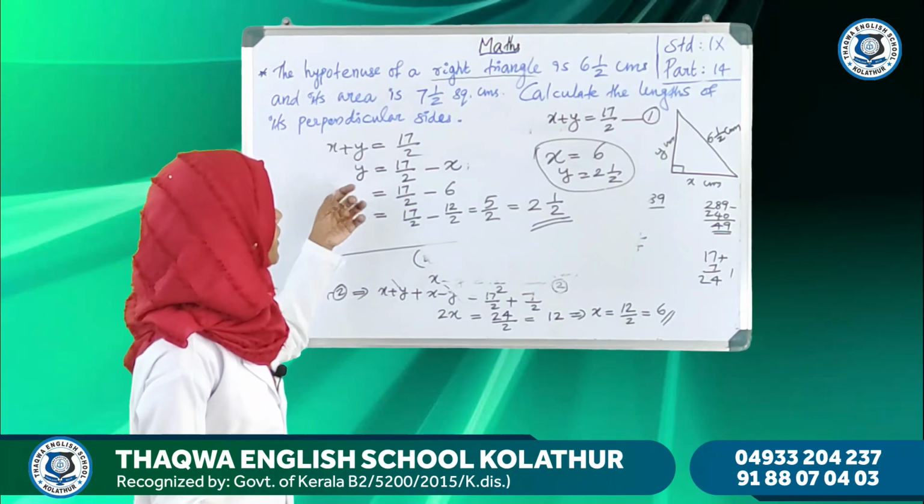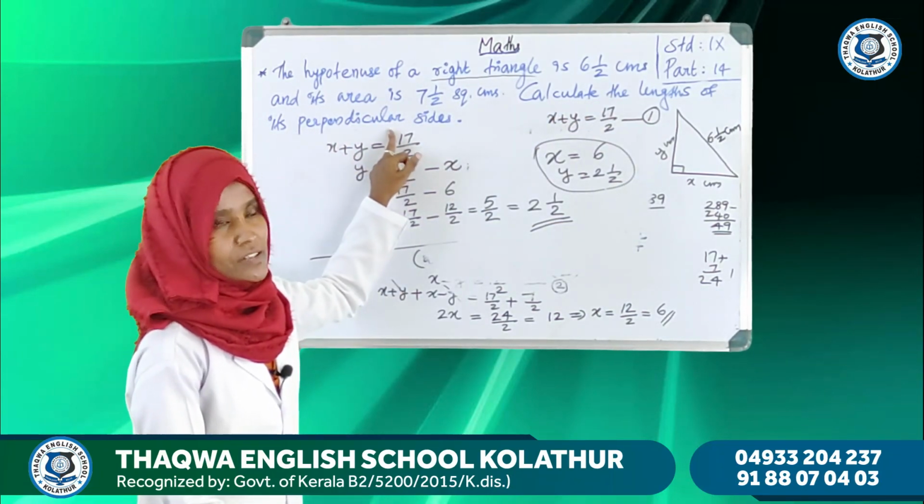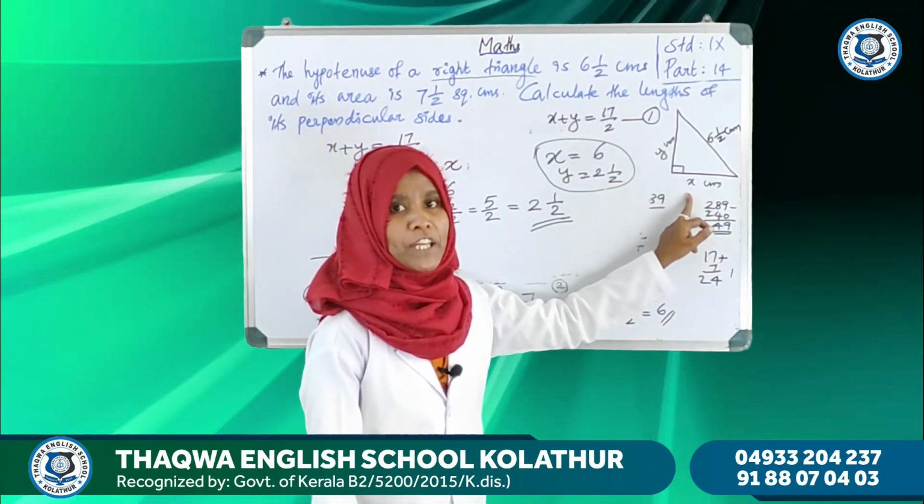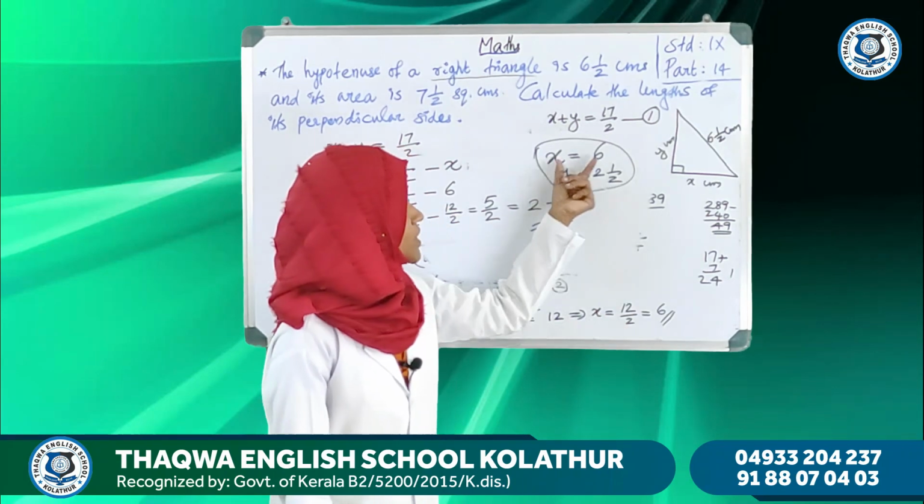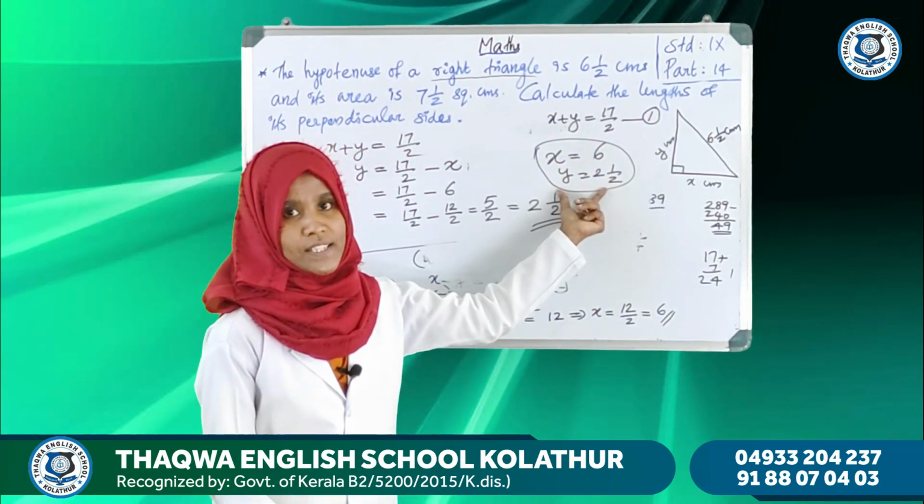Then what is our question? Calculate the lengths of the perpendicular sides. So we can see that the lengths of the perpendicular sides are 6 centimeters and 2, 1 by 2 centimeters.